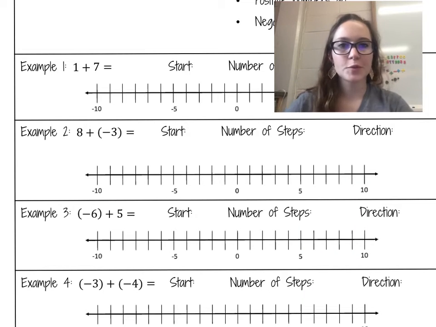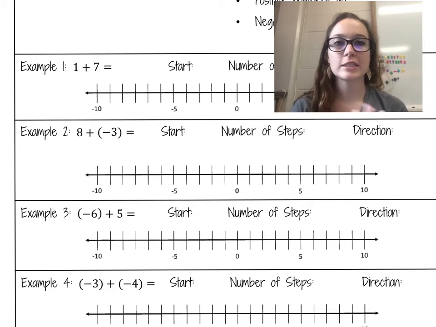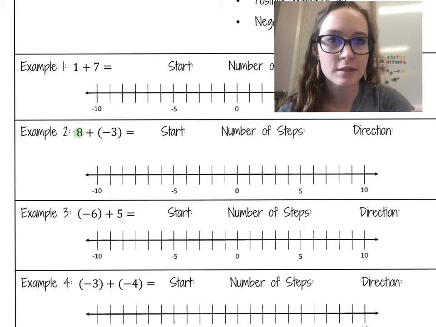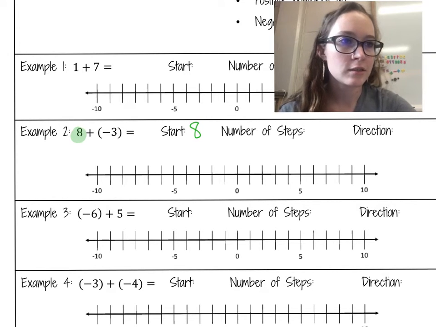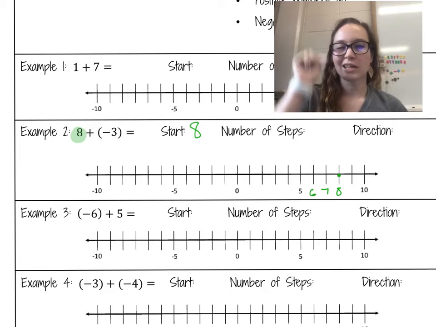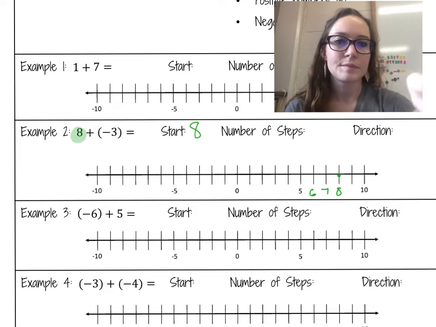All right, let's do a couple more examples on this page, 2 and 3. So 8 plus negative 3. My first number, 8, tells me where to start. So I'm going to start at 8. 5, 6, 7, 8. So I'm going to put a dot there. It says I'm starting here. But it's not a very big dot, just a little guy.